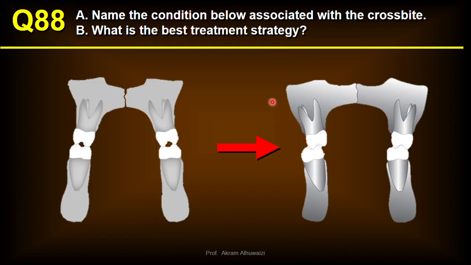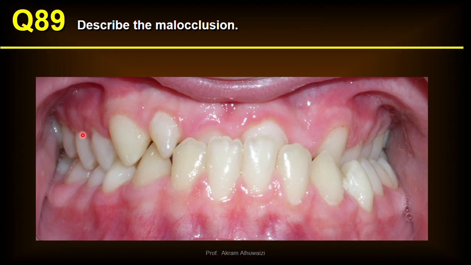Name the condition below associated with crossbite. The condition, you notice the mandible is shifting so that it gets maximum intercuspation. So this is lateral mandibular shift associated with the unilateral crossbite. What's the best treatment modality? It would be expansion of the maxillary arch so that we get a cusp to fossa relationship. Describe the malocclusion. Well, it's posterior crossbite with anterior crossbite with peg-shaped laterals.